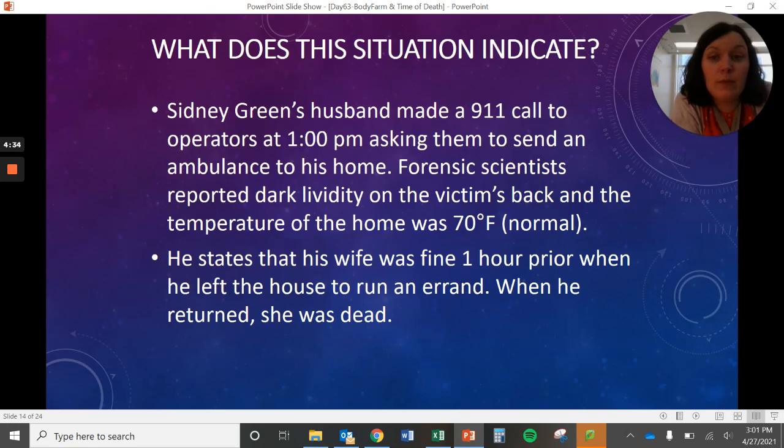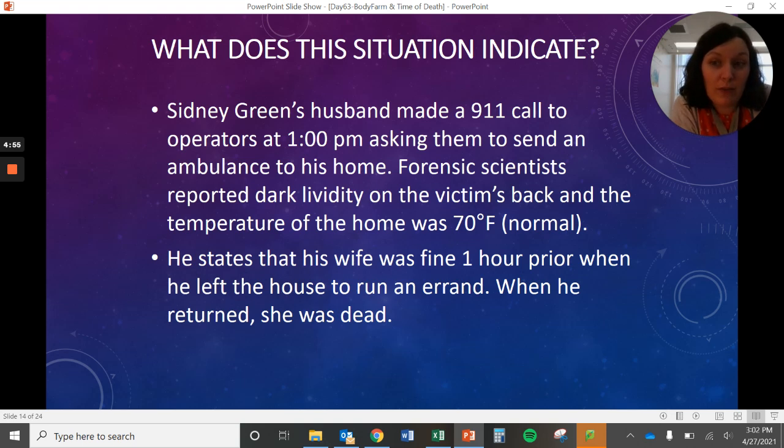Here's an example. Sydney Green's husband made a 911 call to operators at 1 p.m. asking for them to send an ambulance to his home. Forensic scientists reported dark lividity on the victim's back, and the temperature of the home was 70 degrees Fahrenheit. He states that his wife was fine 1 hour prior when he left the house to run an errand. When he returned, she was dead.